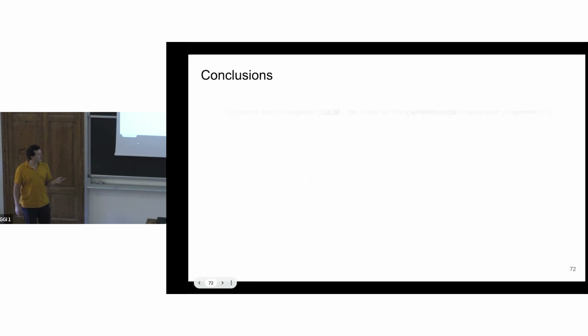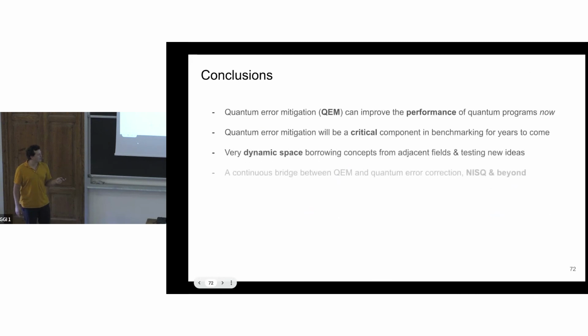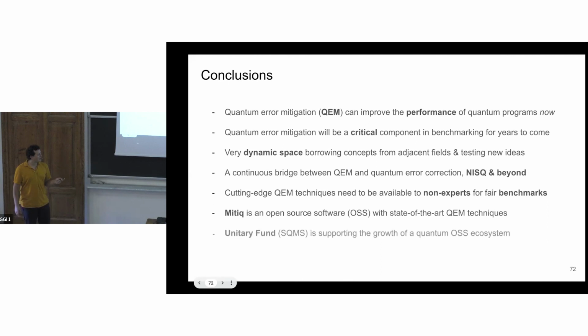And let me just give the conclusions really fast so that you can read them as we leave. Basically, quantum error mitigation can improve the performance of quantum programs now with NISQ devices. It will be a critical component when benchmarking different solutions, even if your interest is not in quantum error mitigation research, which is a very dynamic and active field. It seems to have applications beyond the NISQ era, as it can improve quantum error correction. And Mitiq is a tool devised to allow everyone to implement these techniques.